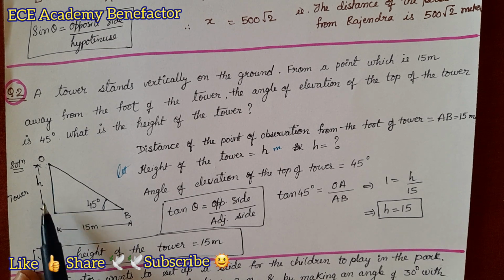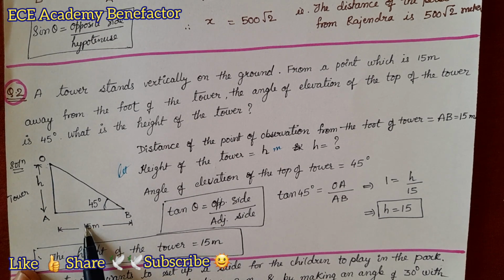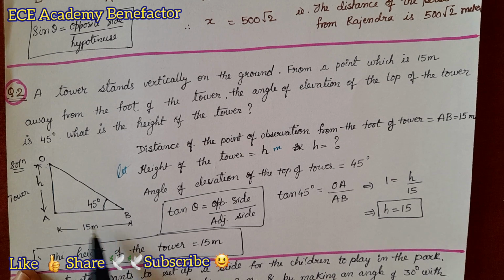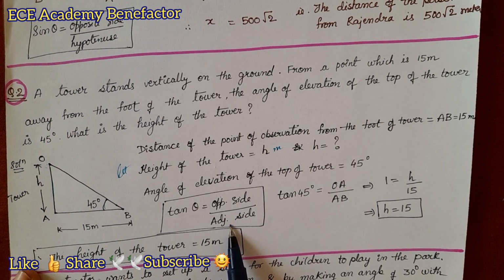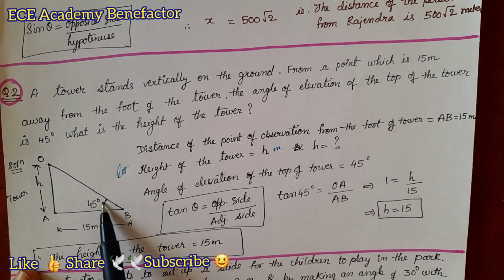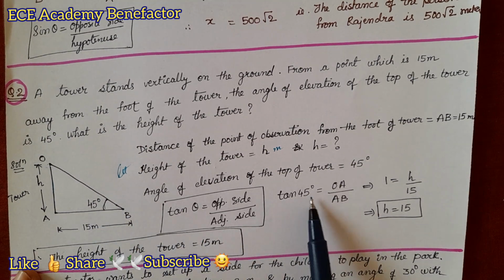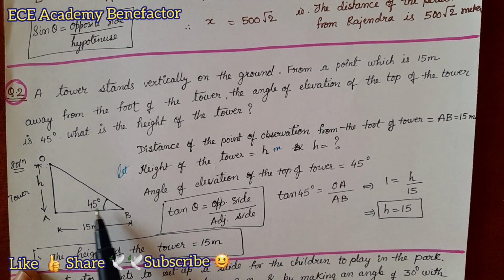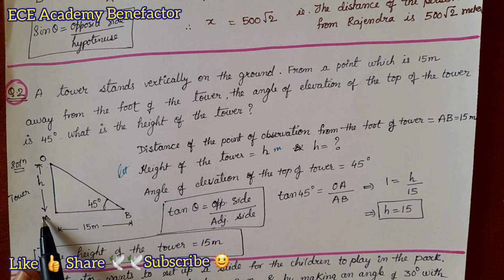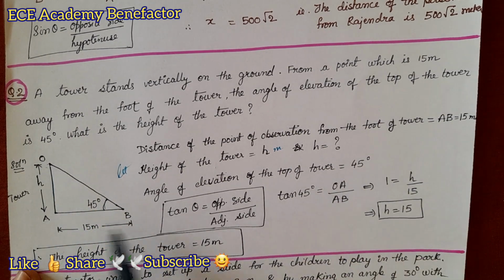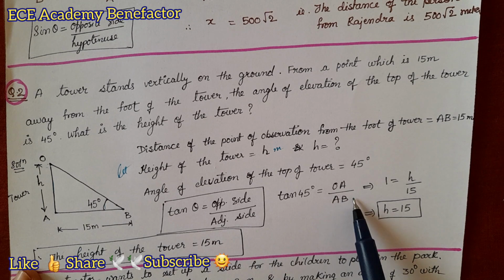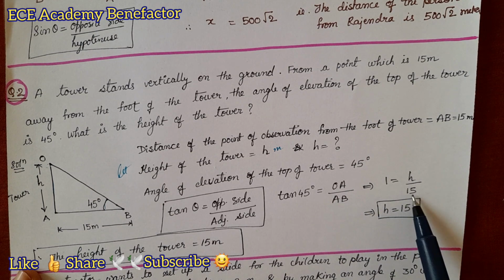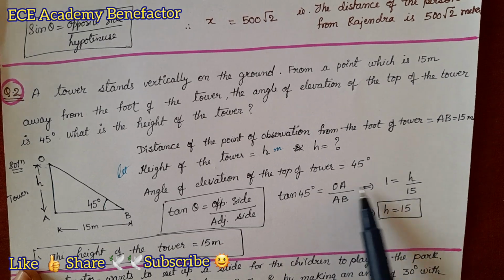Opposite by adjacent is what? Opposite by adjacent is tan theta. Tan theta is equal to opposite side by adjacent side. So, what is the theta value here? 45 degrees. Tan 45 is equal to OA by AB, the opposite side by the adjacent side. AB is how much? 15. What is OA? OA is h.